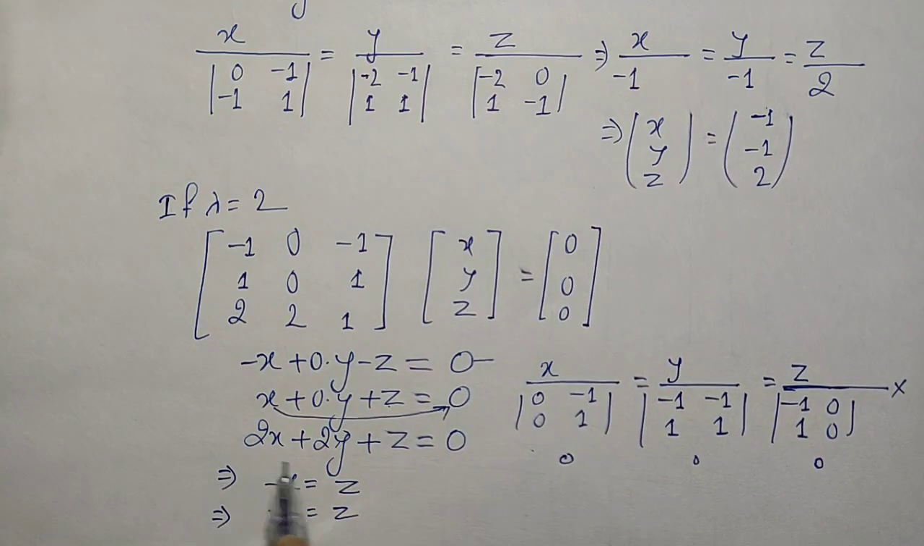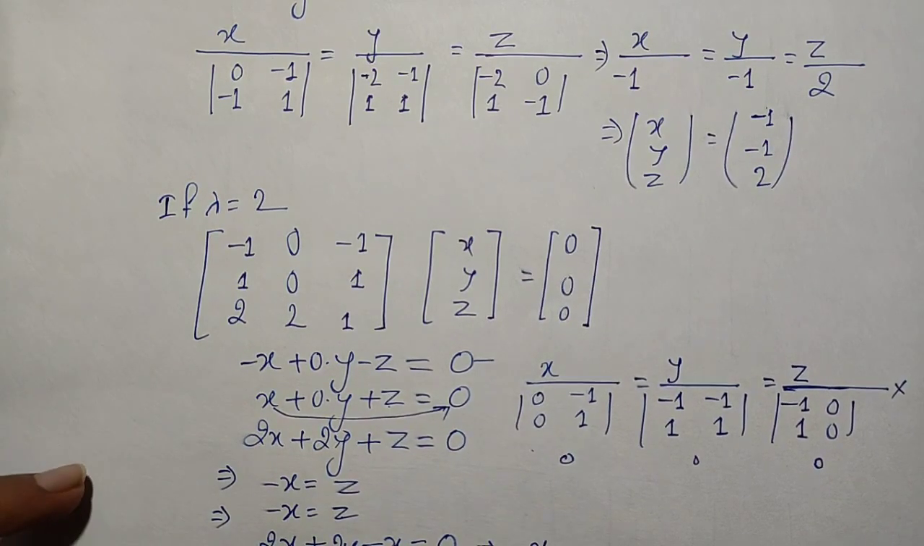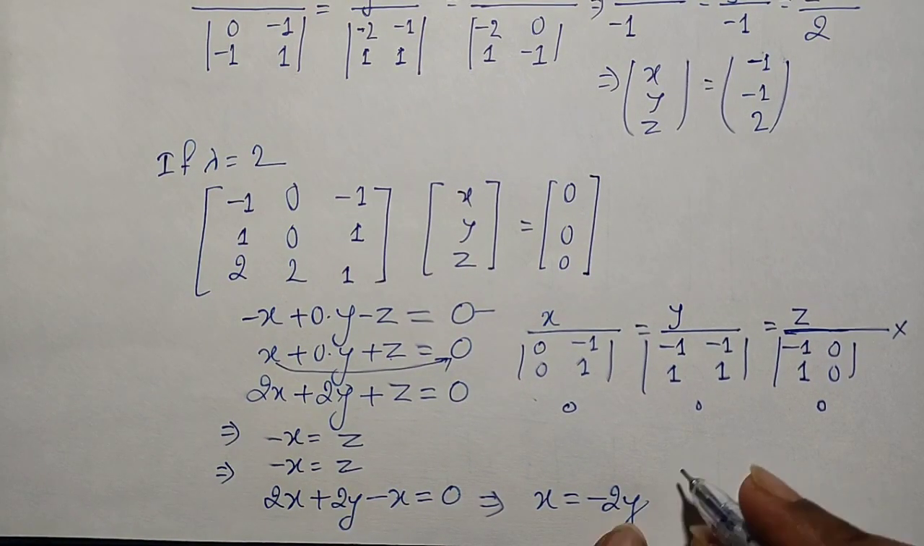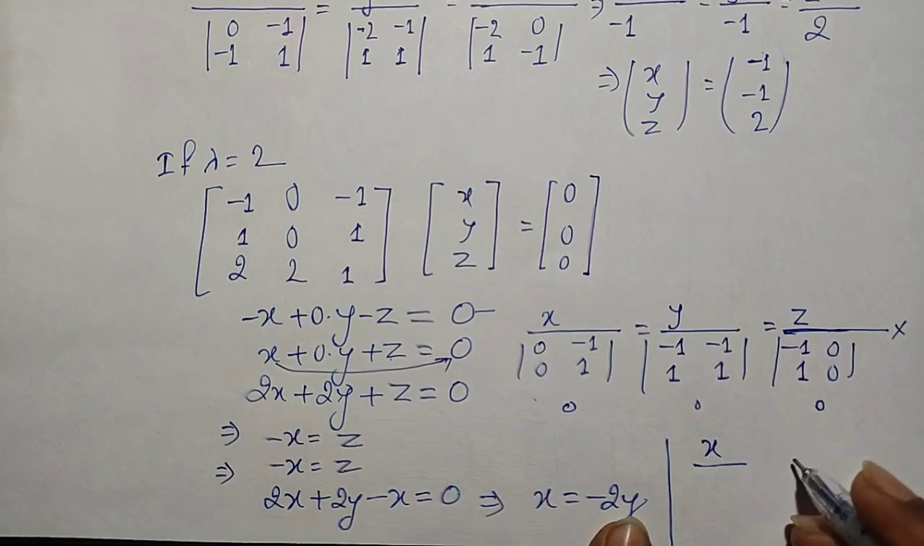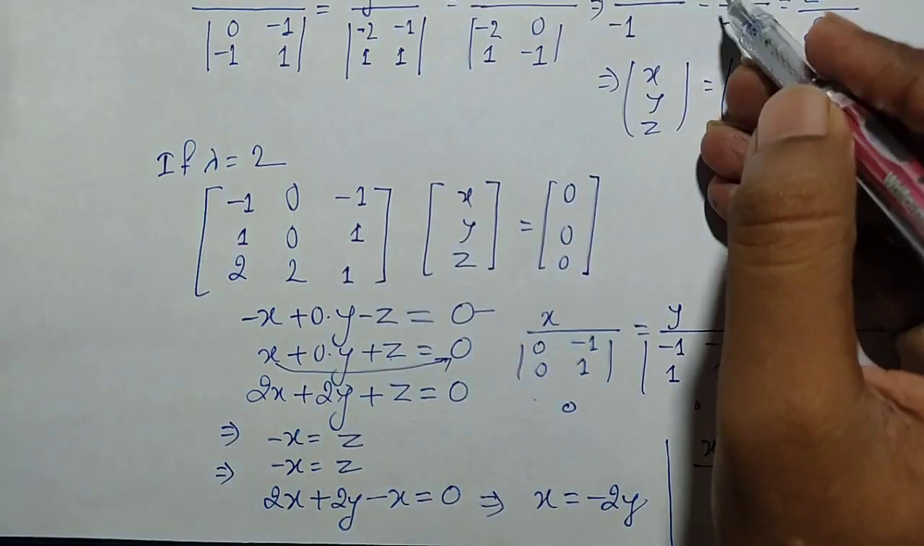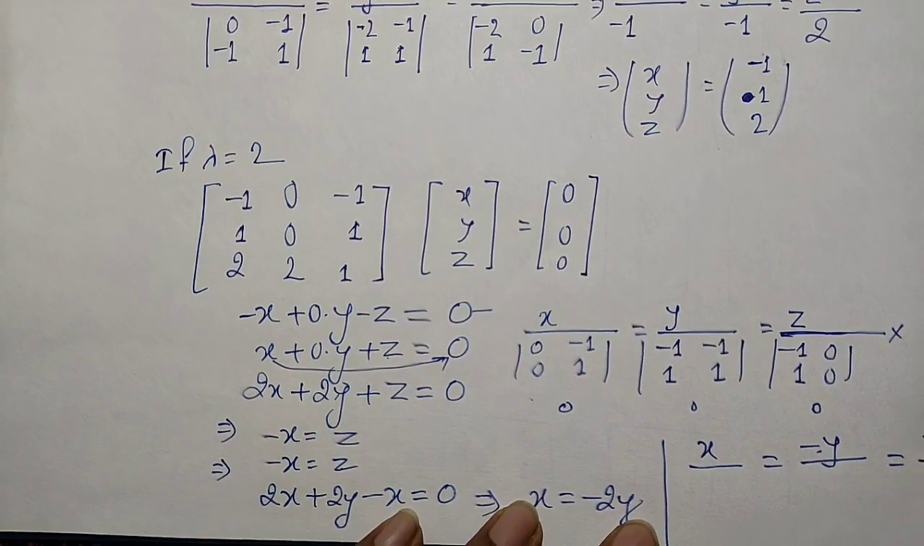Now, in this equation, put z equals minus x. So we will have 2x plus 2y, and z equals minus x, equals 0. On solving this, we will get x equals minus 2y, which means x is twice of y. And one thing more here guys, I have missed the minus sign here, so we put minus here. So from here we get y equals 1, and here it is minus y equals z.